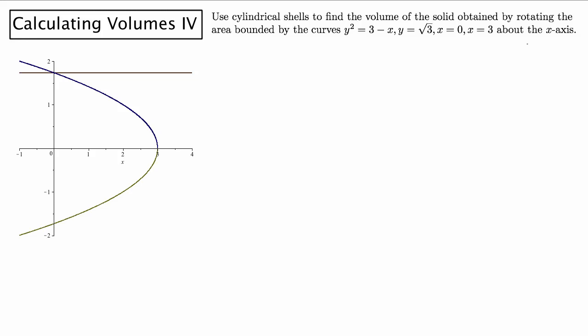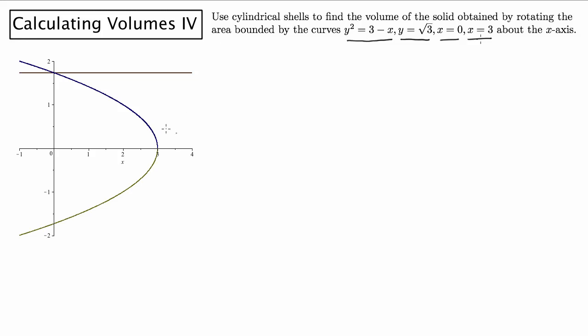In this case, we have a little bit of a different looking region. We're asked to find the volume of the figure obtained by rotating the area bounded by the curves y squared equals 3 minus x, y equals root 3, x equals 0, and x equals 3. So we have several different boundary conditions here that we have to take into account.